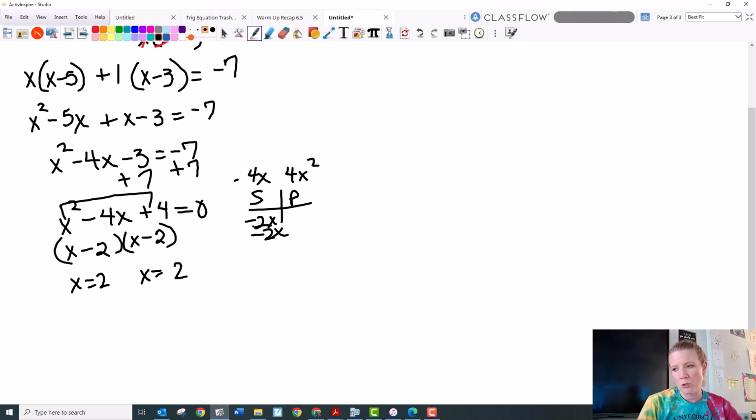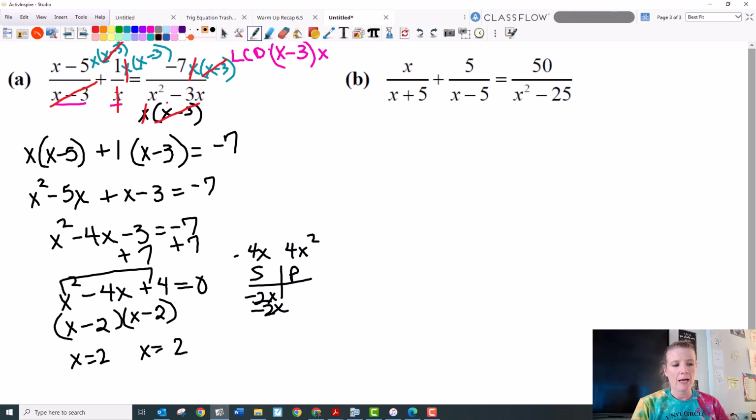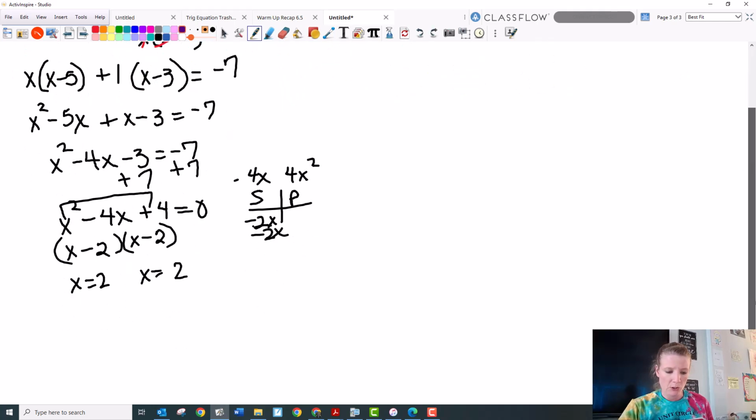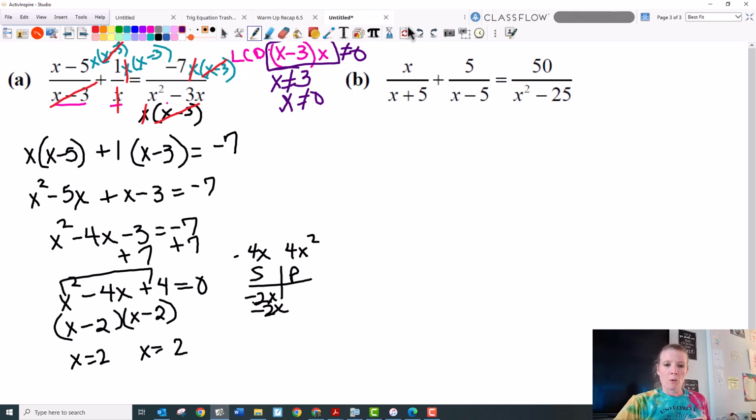So I have x equals 2. I look back up. Is that one of the answers that I could not have? No. I said x could not be 3 and x could not be 0. Well, it's not 3 or 0. It's 2. So I'm good. My answer is x equals 2. So let's look at B.